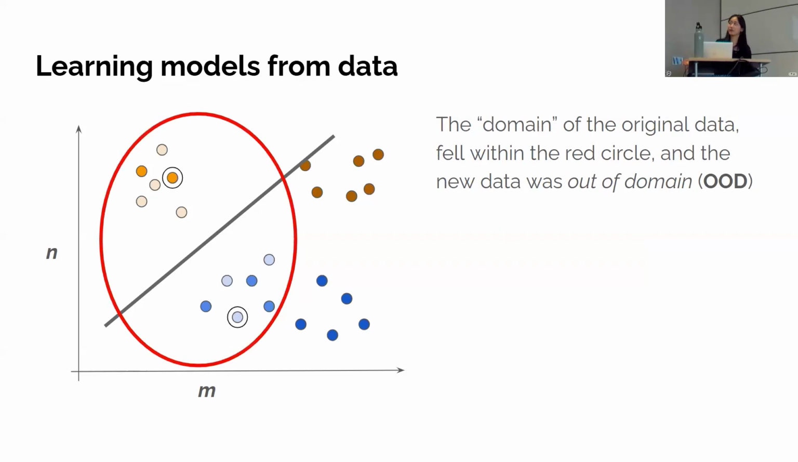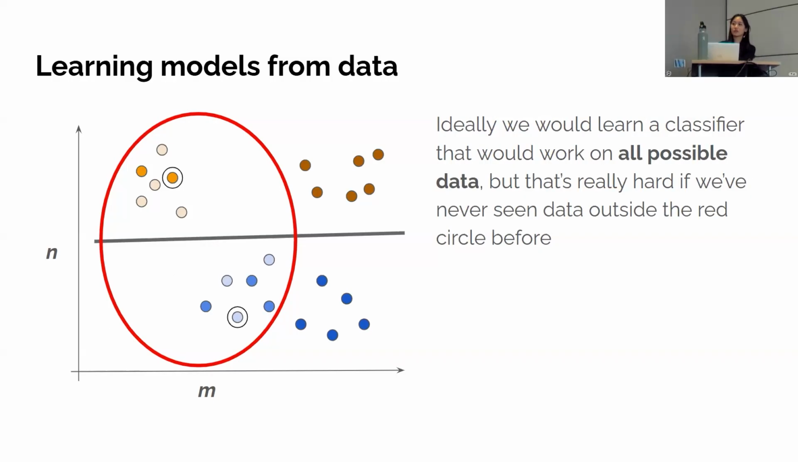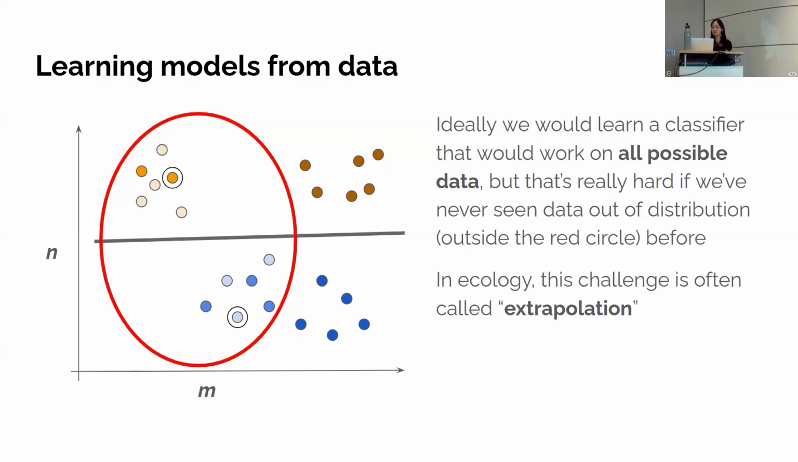And there is a term for this. If we consider the domain of the original data, and we call it the red circle, the new data that we collect, we can call out of domain. It's a pretty popular term in machine learning. Ideally, when we are training a model or training a classifier, we want it to work on all possible data. So if there's a lot of out-of-domain data, you want it to work on all possible out-of-domain data, but it's extremely challenging if you have never seen that data outside of the red circle before. So this is a really cute aside in ecology. This is very similar to extrapolation, just a slight difference in terminology.